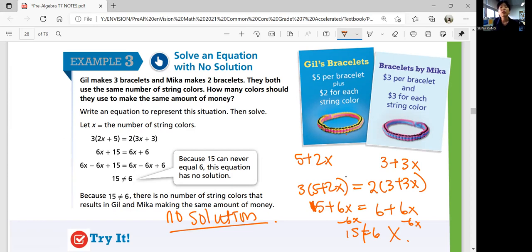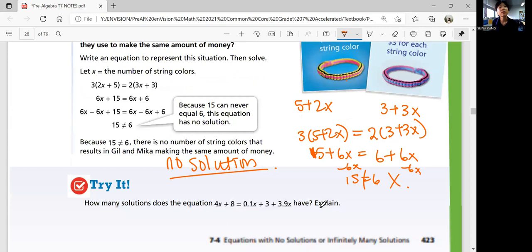Okay, so when your variable x disappears, do not panic, do not freak out. You still have two different types of solution. It's either infinitely many or no solution. If your equation still makes sense without your variable, it will be infinitely many solutions. It works for any values of x. If your equation does not make sense, 15 is not equal to 6, then you have no solution, okay? If your variables are gone, it doesn't mean you did anything incorrectly. You still have to observe your last equation, okay?